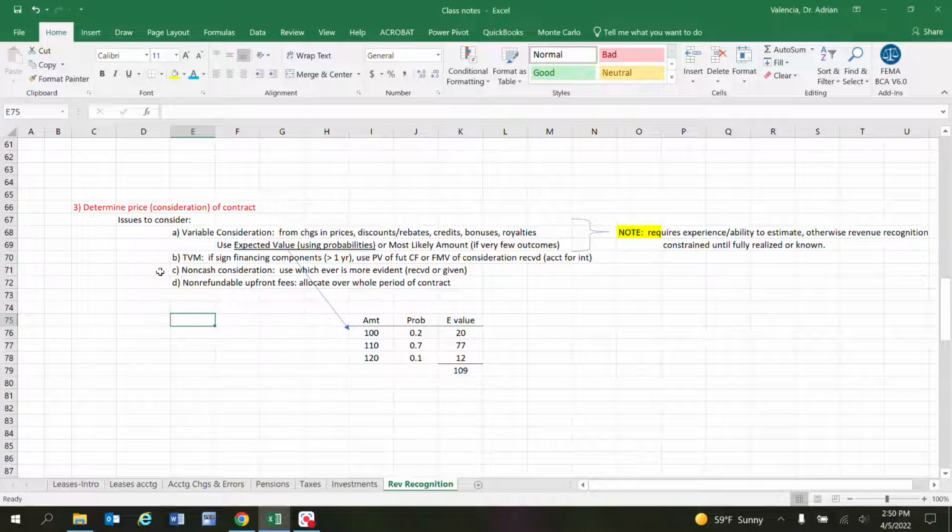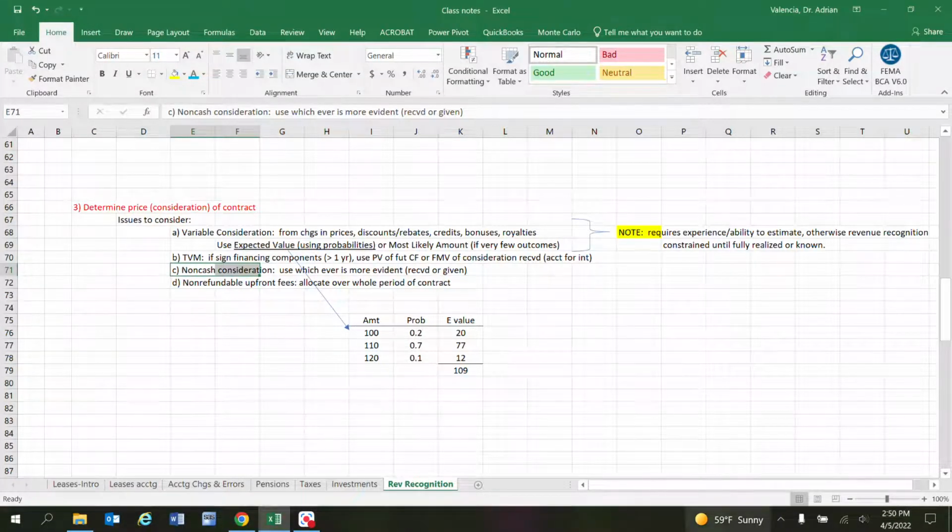If you receive non-cash consideration, okay, this is non-cash consideration, then how do you value what you get? Again, we go back to using the one that's more evident, either what you receive or what you give. But somehow that non-cash consideration plays into the amount of the price of this contract.